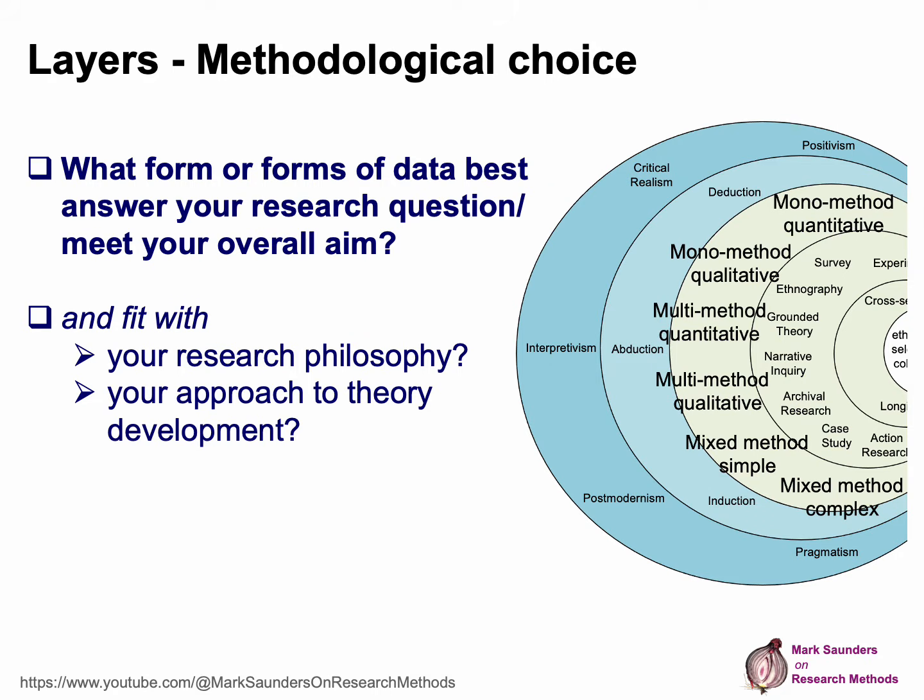Monomethods, be they qualitative or quantitative, can be combined into multi-method quantitative methodological choices, such as when you perhaps use secondary data that's quantitative and combine that with your own questionnaire. Alternatively, they can be qualitative multi-methods, such as when you perhaps collect data using observation and also using in-depth interviews.